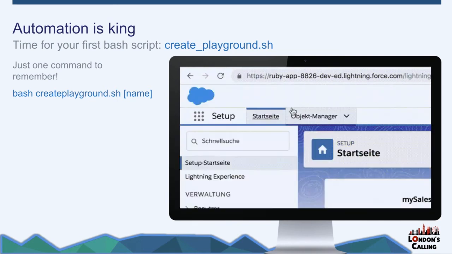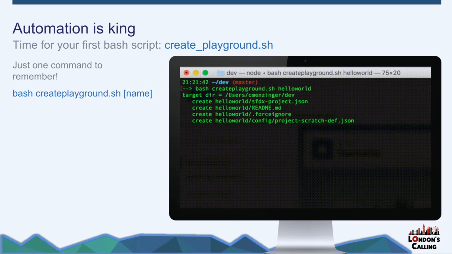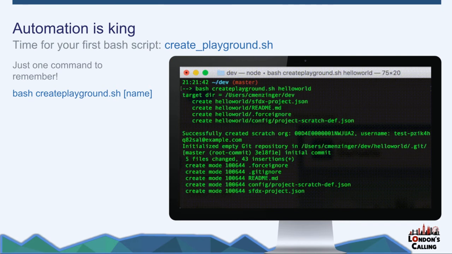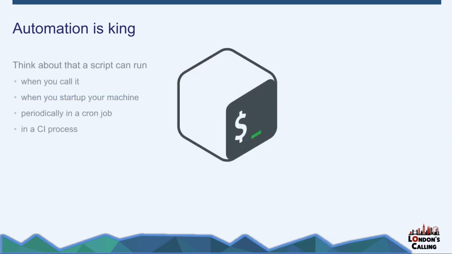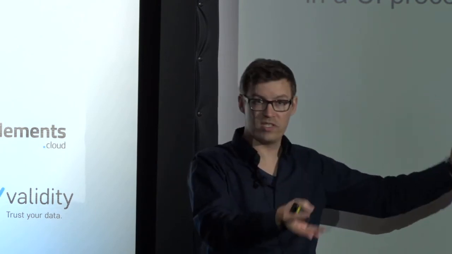This is actually what a CI process is doing, right? So you have a continuous integration, you have certain tasks, one after each other, so you can use the CLI to automate a continuous integration, for instance. You should think about when a script can run. So a script can run when you call it, obviously. It can run when you start up your machine. So for instance, when you have to log into your production org every day, you just put it into your startup mechanism, and then it automatically logs into Salesforce. It can be done periodically, for instance, on a cron job, once a day, every 2 hours, whatever, and also in a CI process. So you have a lot of possibilities when these scripts, these commands, can be executed.